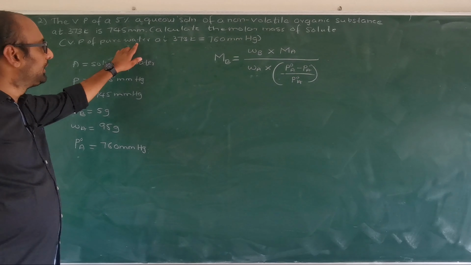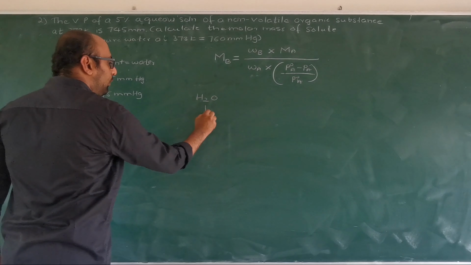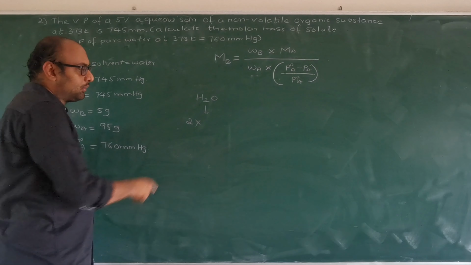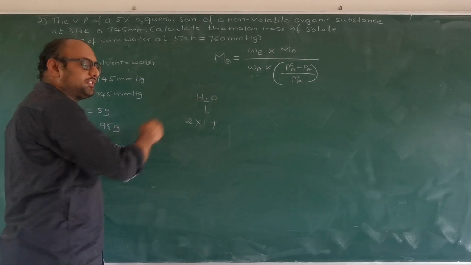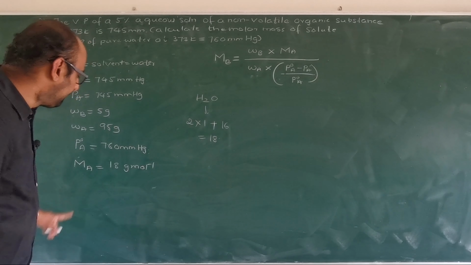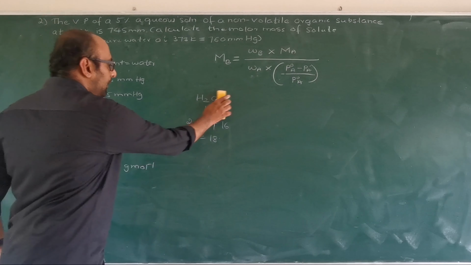Now, what is the solvent here? Water, H2O. What will be the molar mass here? There are 2 hydrogen atoms. What is the atomic mass of hydrogen? 1. Plus only 1 oxygen atom. What is the atomic mass? 16. It will be 18. This is the molar mass of the solvent, Ma, equal to 18 grams per mole. So if the molar mass of the solvent is not given, then you have to calculate it like this.